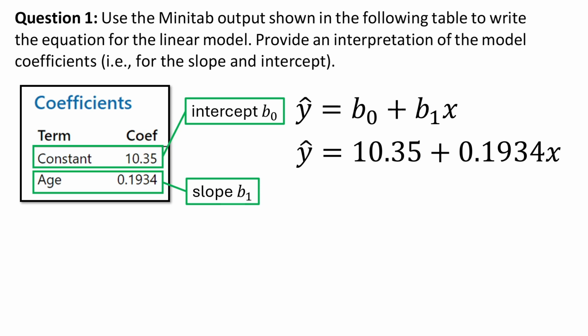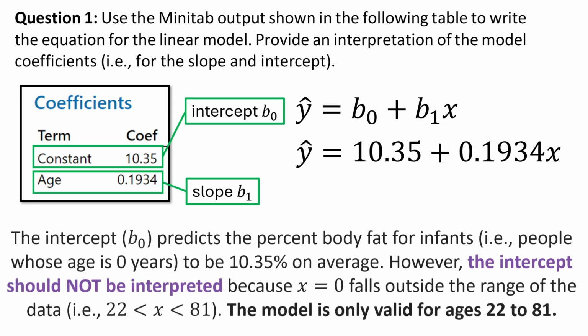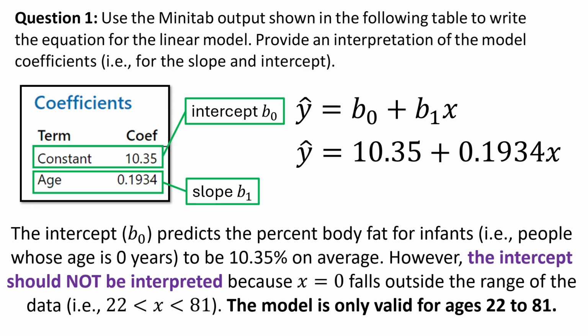In this scenario, to interpret the intercept, we know in general the intercept predicts the average response when the predictor is equal to 0, when the x is equal to 0. In this case, we could say that the intercept predicts the percent body fat for infants, that is, for people whose age is 0 years. You see, when you put 0 in for x, you get y hat is just equal to 10.35. So it predicts that the percent body fat for infants to be 10.35% on average.